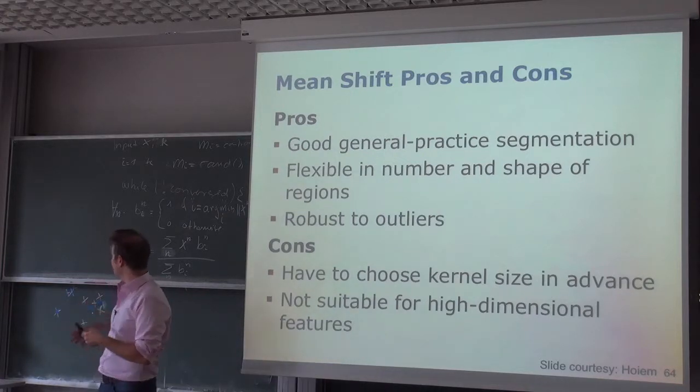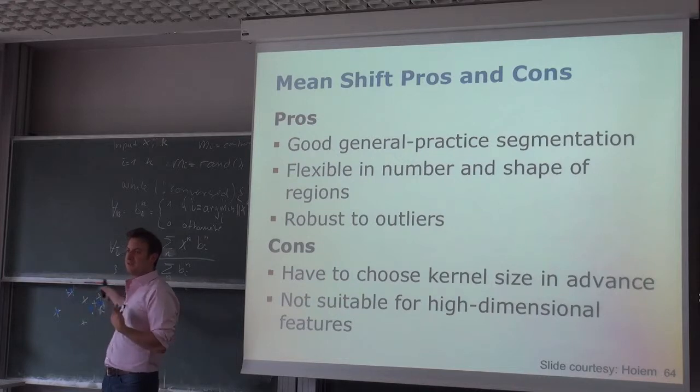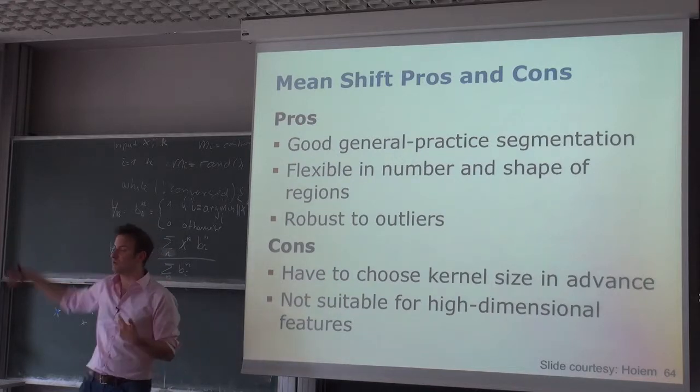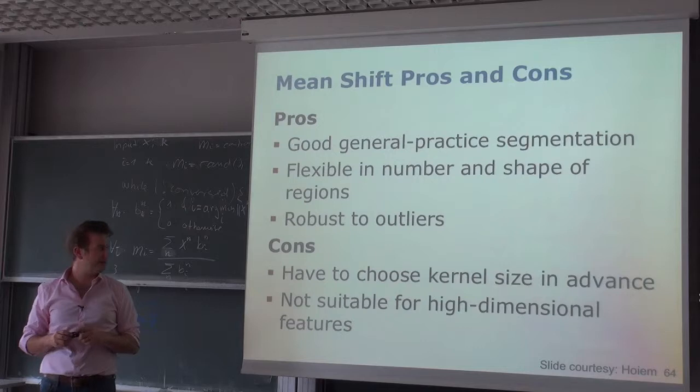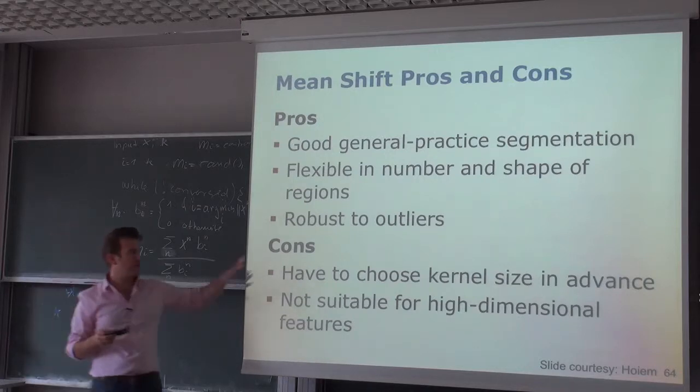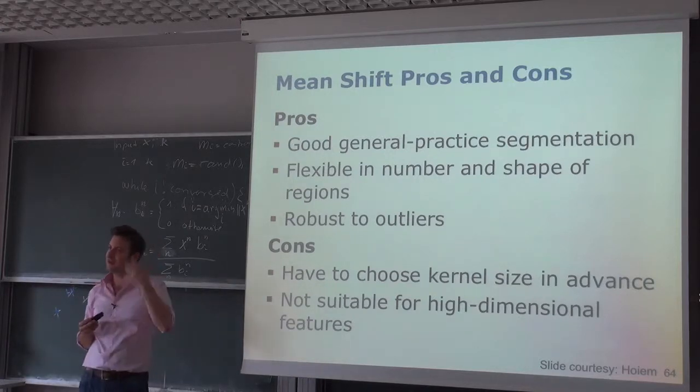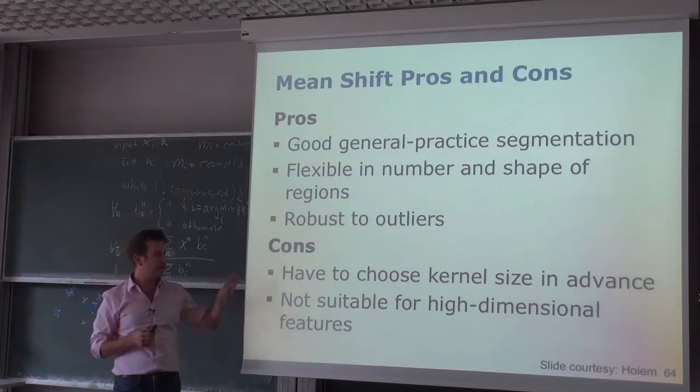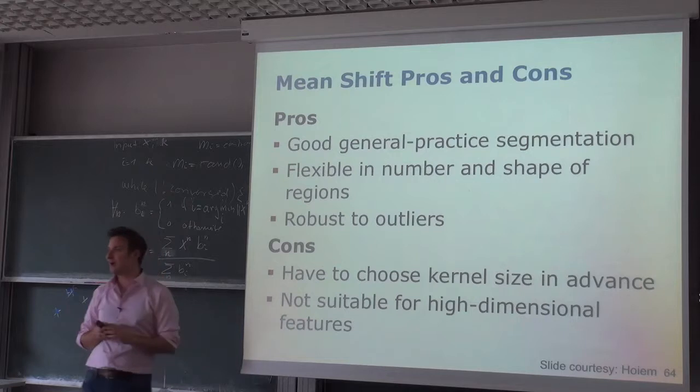It's not the case that they kind of ruin my assignments as in k-means if I have one data point which is very far away. So I can actually quite easily handle that. But of course, I need to know my kernel size, so I need to have some idea of what kind of dimensions I'm actually looking into here. And it's not very suitable for very high dimensional features.